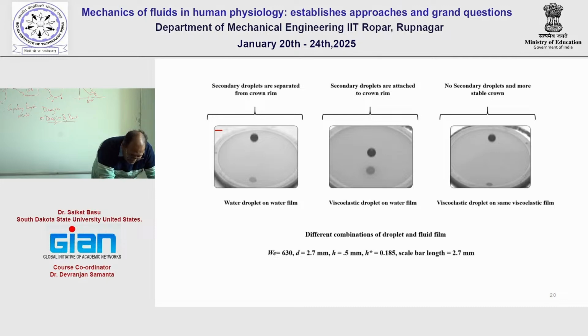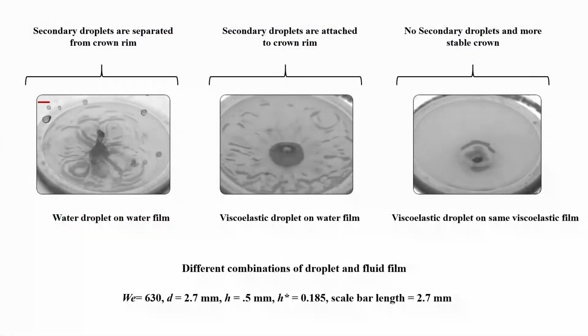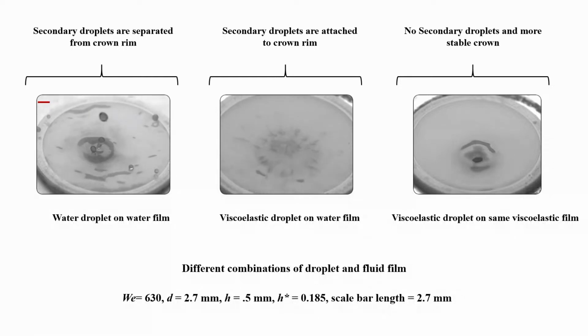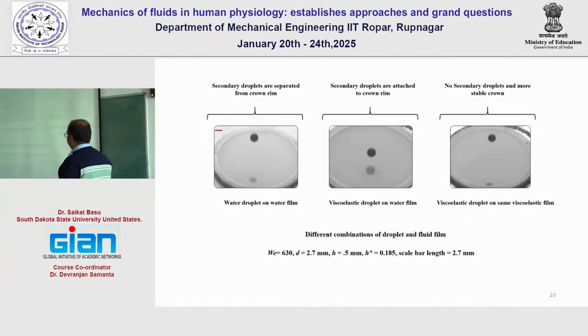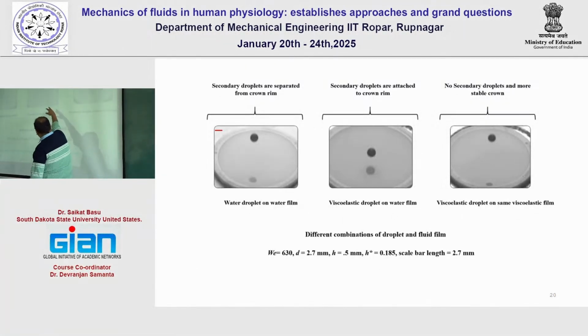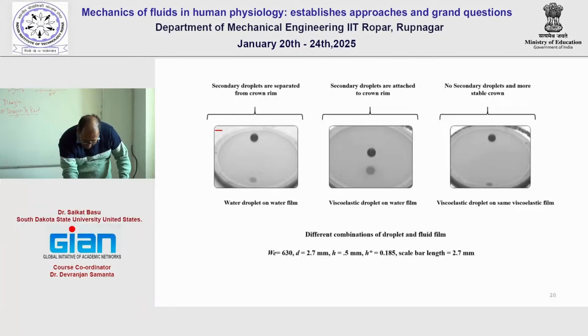So let's just repeat one more time. You can see in the first figure it will break. In the second one there will be secondary structures. In the third one there will not even be filaments coming out from the outside rim. So you can see in the water case the secondary droplets are breaking out. In the viscoelastic droplet on water film, there is rim instability happening. But when a viscoelastic droplet falls on the viscoelastic film, there is no rim instability even.